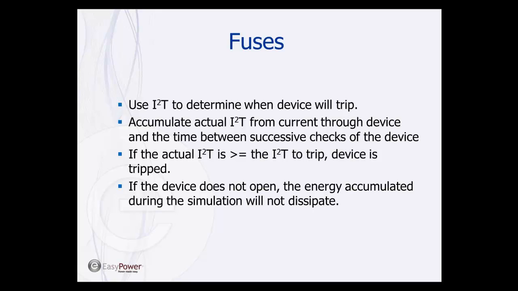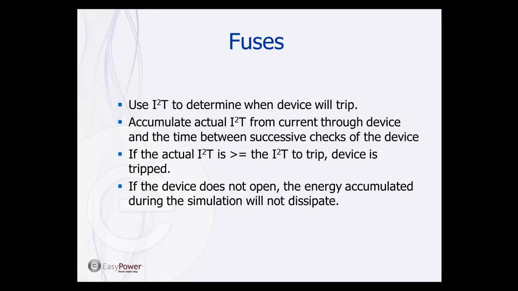So we're going to accumulate something over time, and once it gets to a certain point, then it will trip. For fuses, the I²T is used, and once that is met, then it will trip. So an I²T is calculated for each successive check, and if that number is greater than or equal to the I²T at that individual point that we're simulating, then that device is tripped.